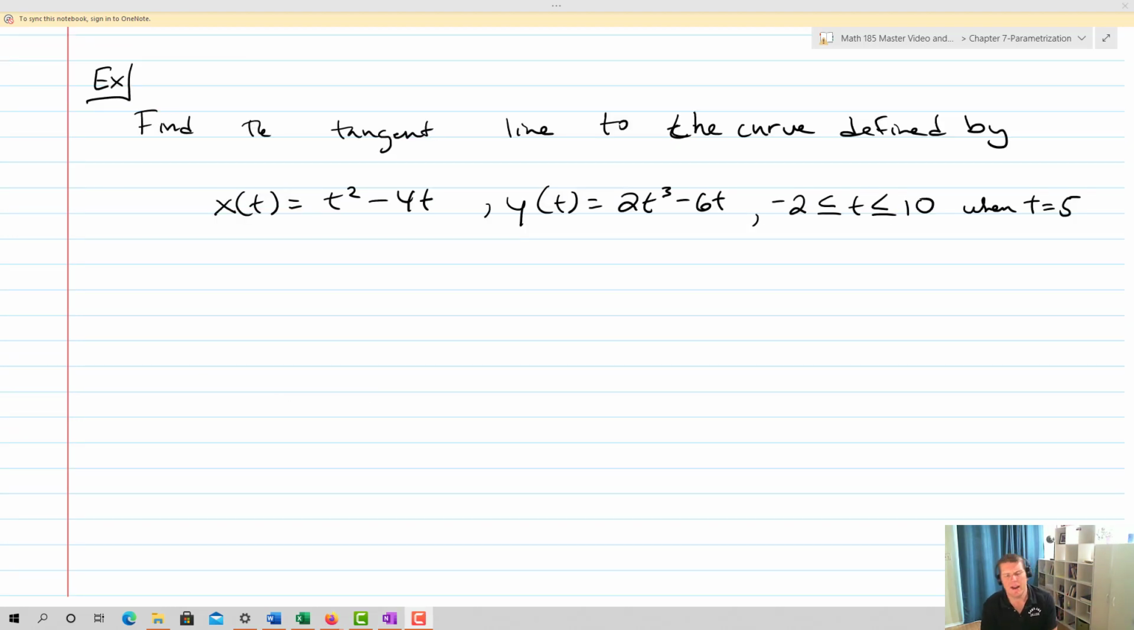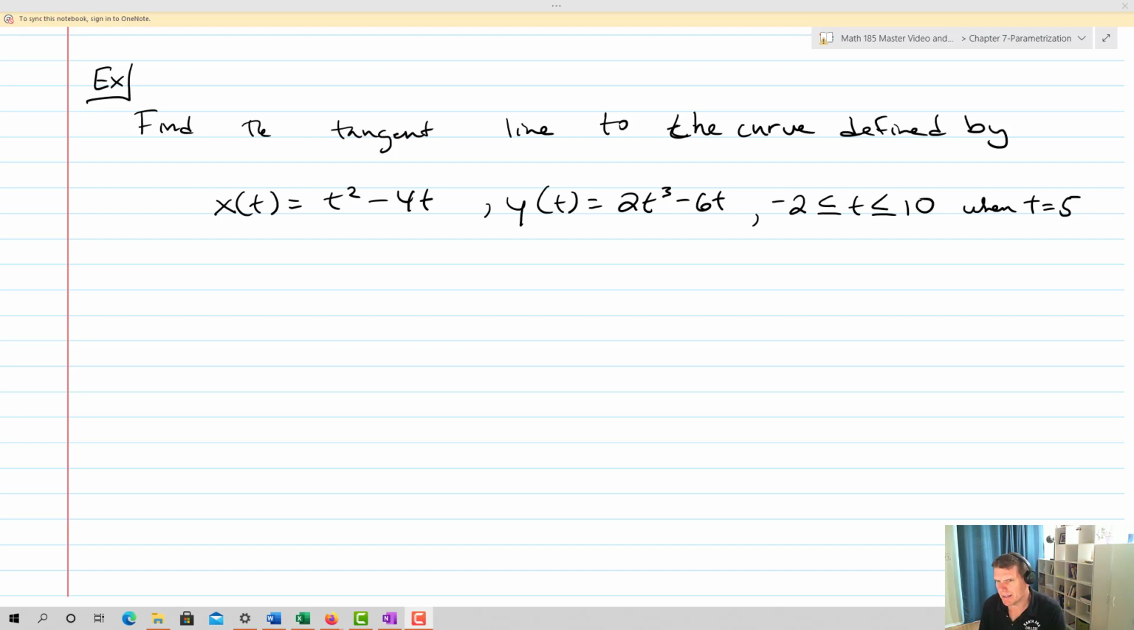Now let's take a look at a question that's affiliated with finding the derivative. Let's find the tangent line to the curve that's defined by x of t equals t squared minus 4t, y of t equals 2t cubed minus 6t, and t greater than or equal to negative 2 and less than or equal to 10. And we want to find it when t equals 5.